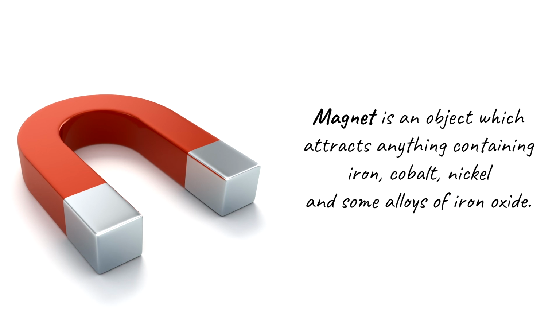So let's define the word magnet. Magnet is an object which attracts anything containing iron, cobalt, nickel, and some alloys of iron oxide. So these materials are called magnetic materials because they are attracted by a magnet. And also we have non-magnetic materials which are not attracted by a magnet.